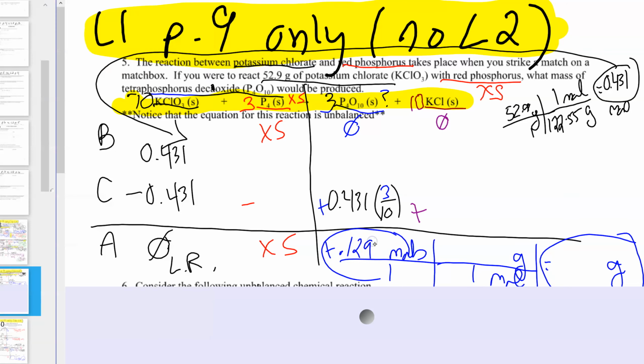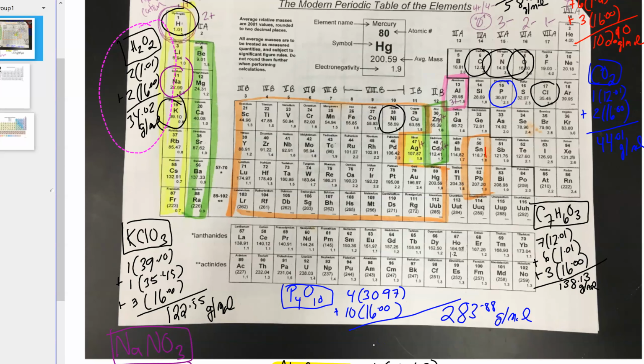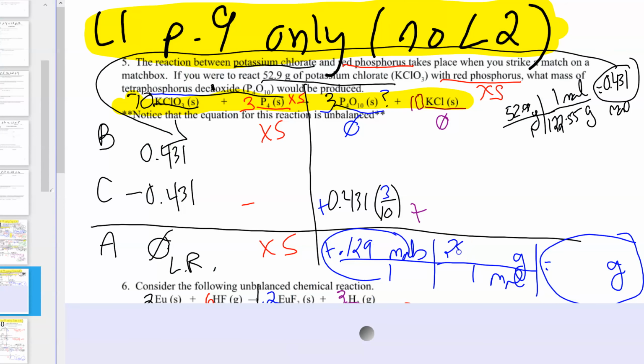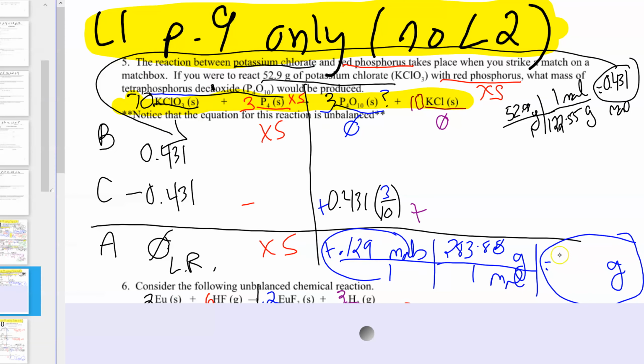0.129. That's how many moles we created, but they don't want moles, they want grams. So we have to find the molar mass of that and multiply through. Okay, so P4O10. Let's take a look at our periodic table. Phosphorus is 30.97 times 4, plus O10, which gives 283.88 grams per mole. So times 283.88, and that's going to give us 36.76.